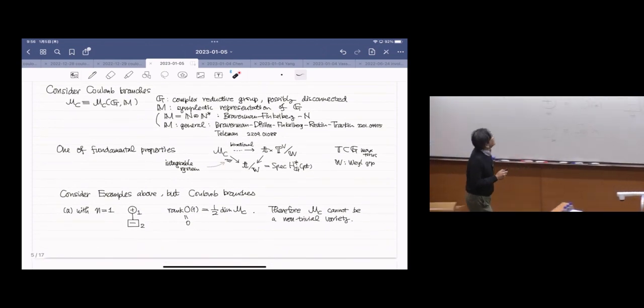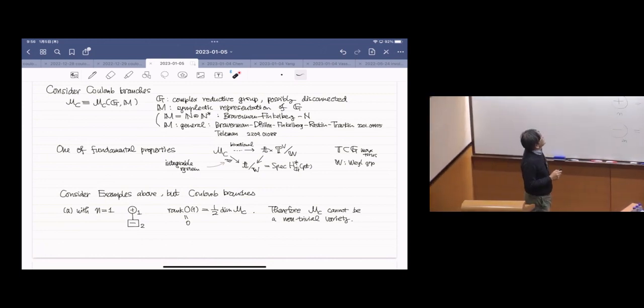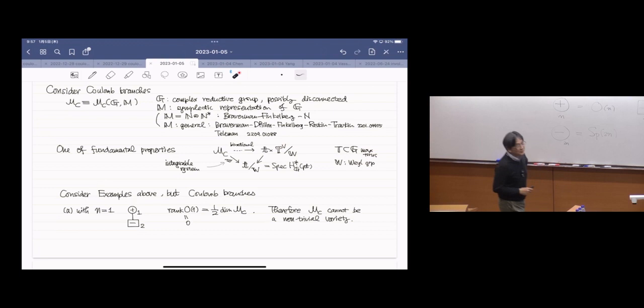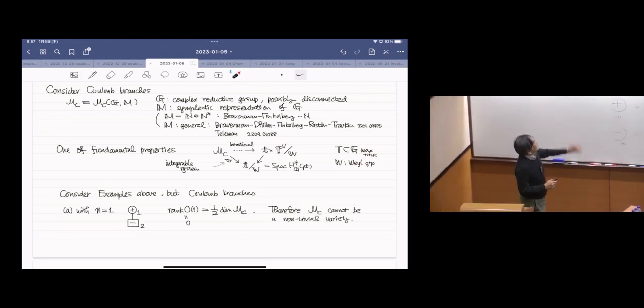One of the most fundamental properties of the Coulomb branch is the integrable system. The Coulomb branch is equipped with an integrable system: M_C has a map to T mod W. This is the spectrum of the equivariant cohomology. Usually this is T mod W, and if G is possibly disconnected, I define the Weyl group by this formula. For the orthogonal group, this is slightly different from the usual Weyl group. Anyway, this is a technicality.